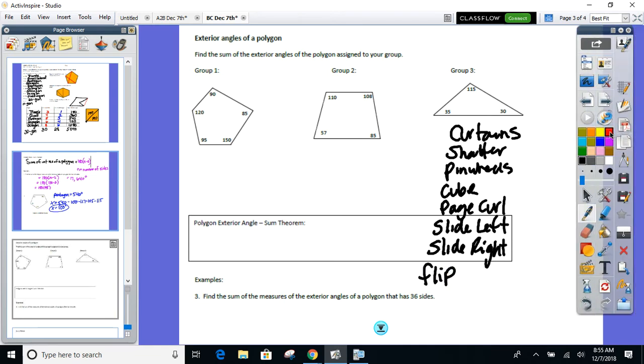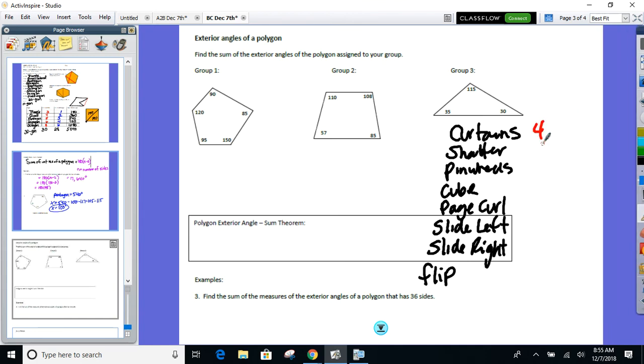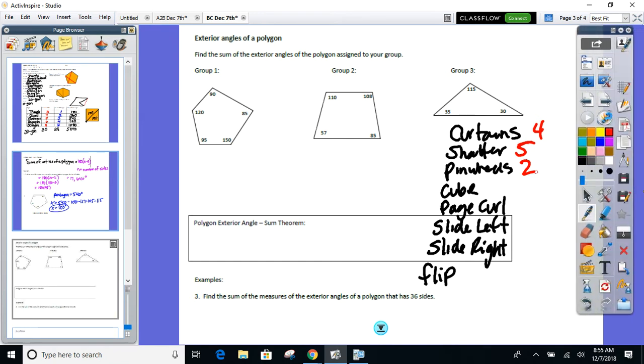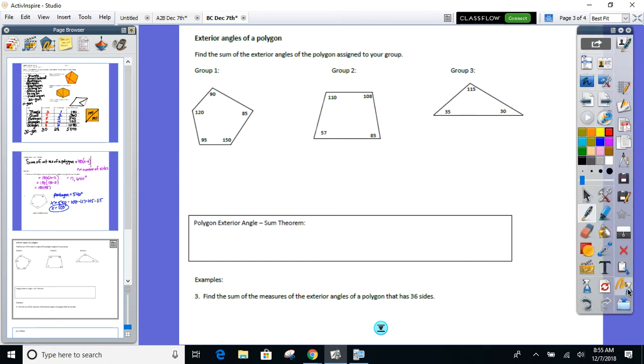Okay, here we go. Everyone ready to vote? Curtains vote. 1, 2, 1, 2. 1, 2, 3, 4. Shatters. 1, 2, 3, 4, 5. I got pinwheels. I got cubes. Okay, I think we're done. Here we go. Okay, everybody ready? Cube or Promethean himself? Big money, big money, big money.